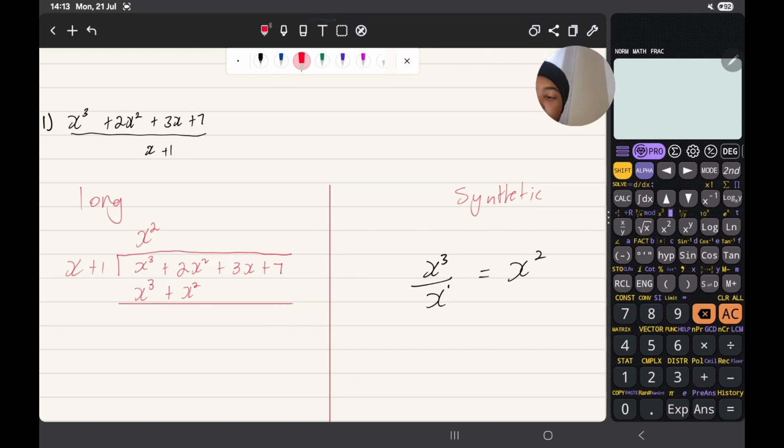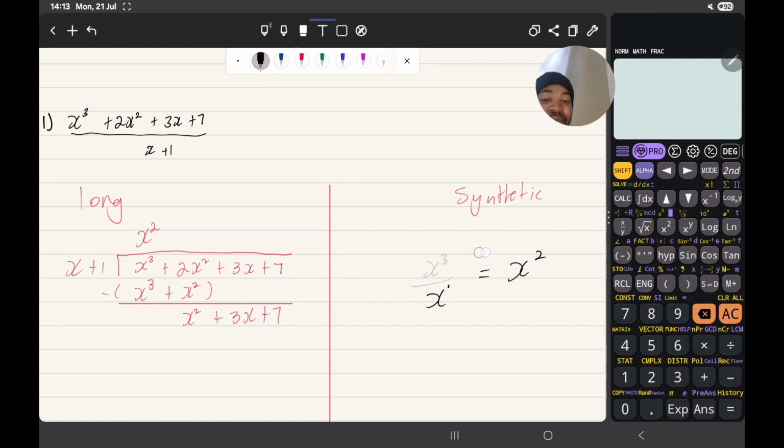From your line, we are subtracting these now. Let's subtract x to the 3 minus x to the 3. That is 0. So that is 0. And then 2x squared minus x squared, that is going to be x squared. After that, you bring down the remaining numbers. So you have plus 3x, you have plus 7.